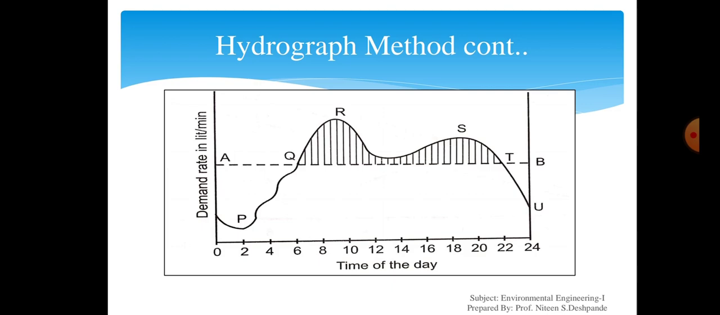If there is pumping for 24 hours, the rate of pumping will be equal to the average hourly demand, which is shown by the dotted line QT. That is the constant pumping, which will be equal to the average hourly demand. The area QRST enclosed by the demand line and the constant pumping line AB will represent the required storage, which is called the balancing storage of the reservoir. So in this way we can calculate the balancing storage of the reservoir by using the hydrograph method.